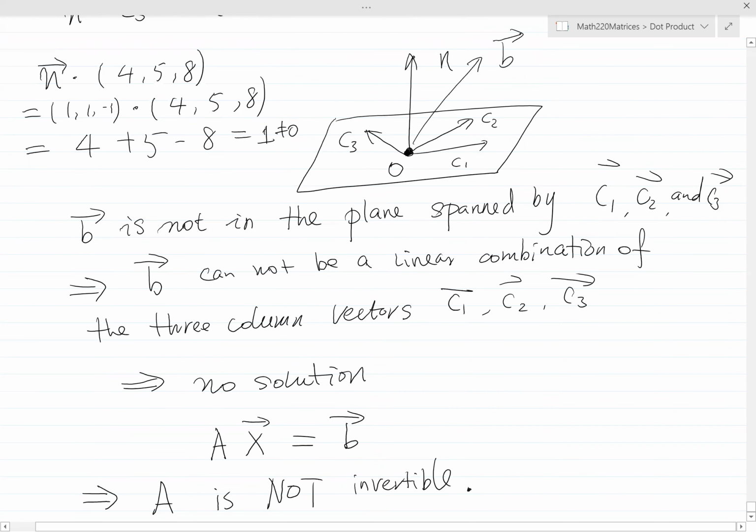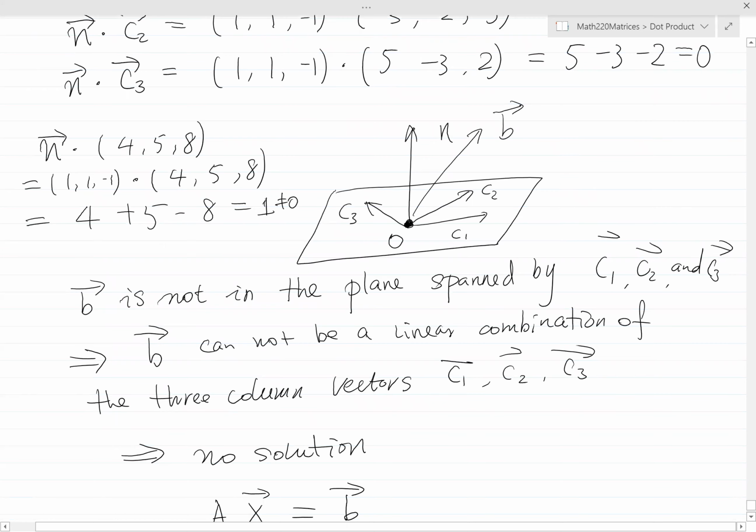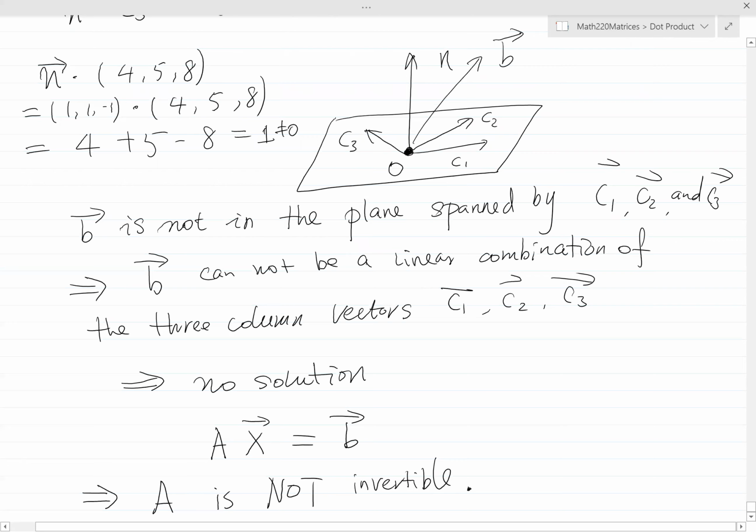This also follows from the definition. Remember, we define a matrix to be invertible if the column vectors are linearly independent. However, the three column vectors C1, C2, C3 are linearly dependent. They lie in one plane. So in this case, A is not invertible. Okay, any questions?